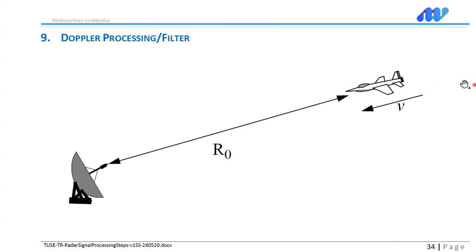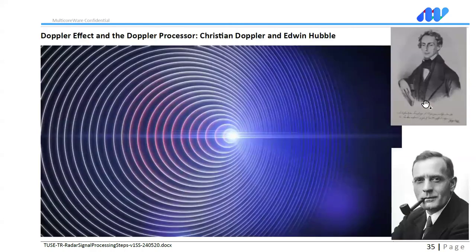And when this happens, we all know that it's called the Doppler effect. And we have the Doppler processor for this. It started with Christian Doppler, and it goes all the way to Hubble. Hubble stated that our universe is expanding because the signatures of elements coming from distant stars had Doppler shifts, and all of them were shifting towards the red. So it was saying our universe is expanding.